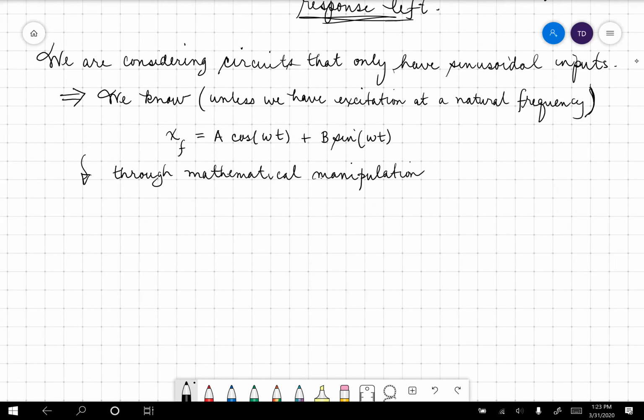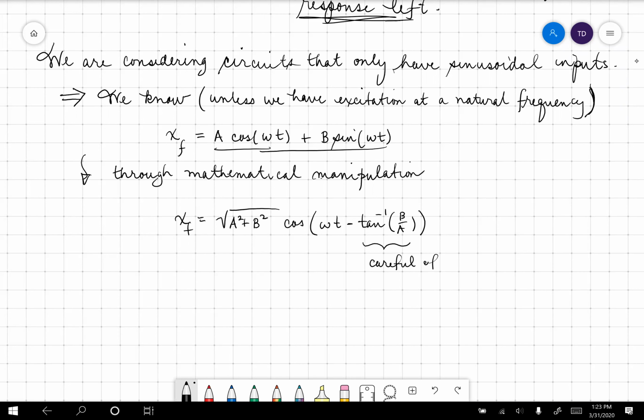I just want to remind you, through mathematical manipulation, x of t is equal to the square root of A squared plus B squared. We're not going to write it this way, but I just want you to know that this one here is the square root of A squared plus B squared, cosine of omega t minus the tan inverse of B over A. I will remind you with this tan inverse of B over A, careful of the quadrant. That still matters. Careful of the quadrant.